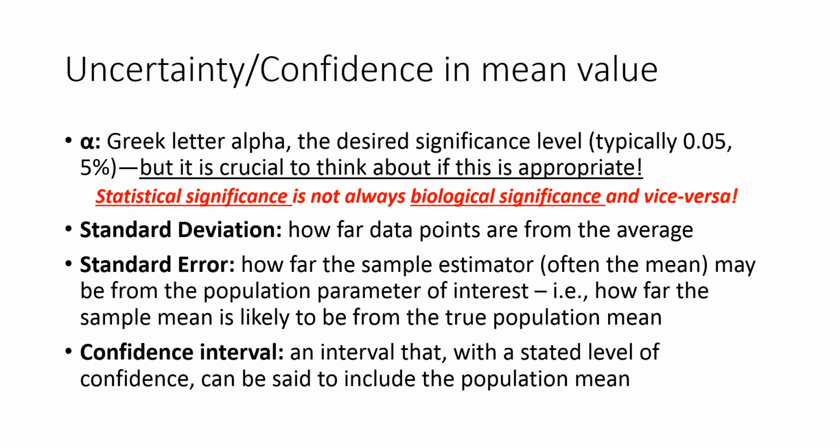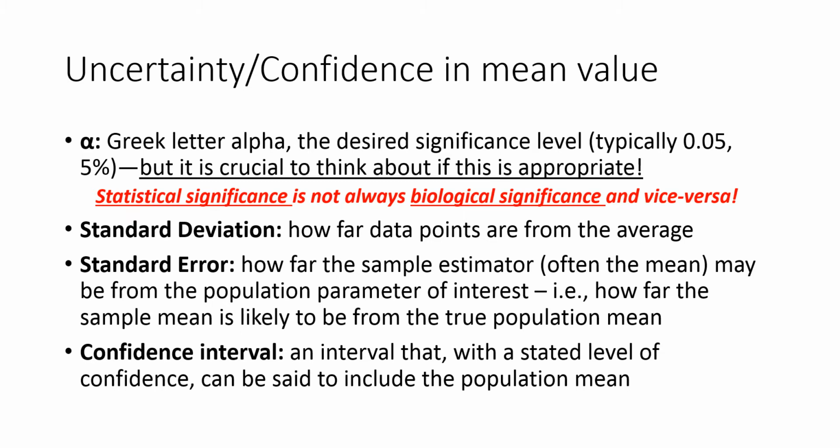You're going to see in all the literature, everybody's using 0.05. But you can change it. You're probably going to have a difficult time getting it published if it's somewhere greater than 0.05. But one thing I really want to emphasize here is that statistical significance is not always biological significance, and vice versa.